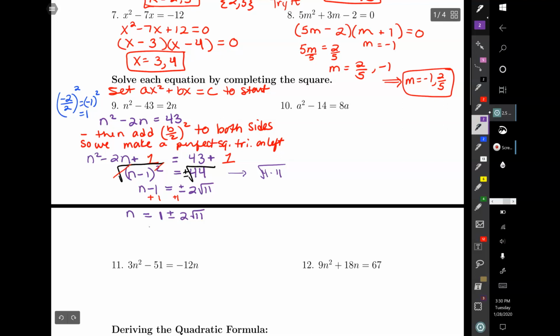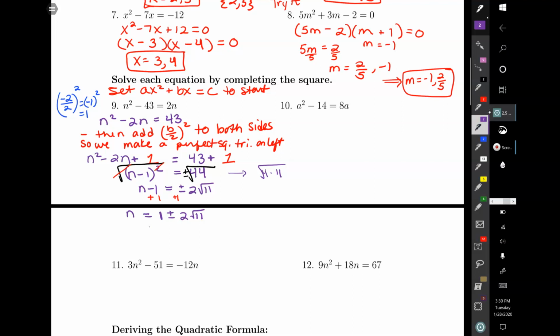I can't put them together, just like an X and a Y. I wouldn't be able to combine unlike terms. So be careful of that. And that should look familiar to you. That's kind of how things end up looking when you use the quadratic formula. You may have seen that before.